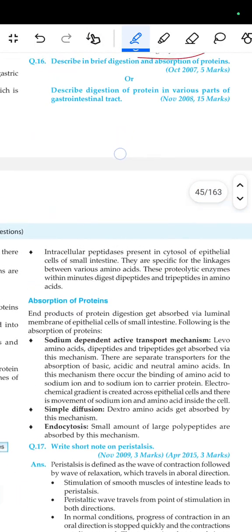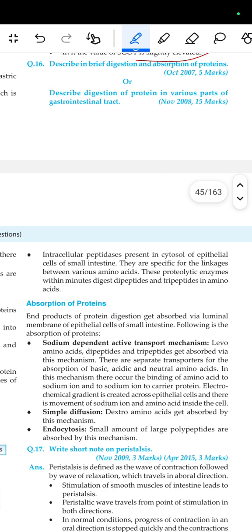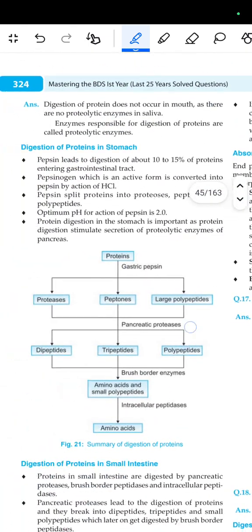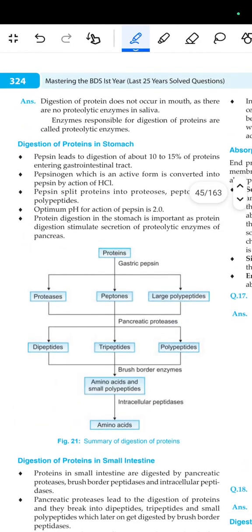Next: describe in brief the digestion and absorption of the protein. Describe the digestion of the protein in the various parts of the gastrointestinal tract. Digestion of the protein does not occur in the mouth as there are no proteolytic enzymes in the saliva. Enzymes responsible for digestion of the protein are called the proteolytic enzymes.